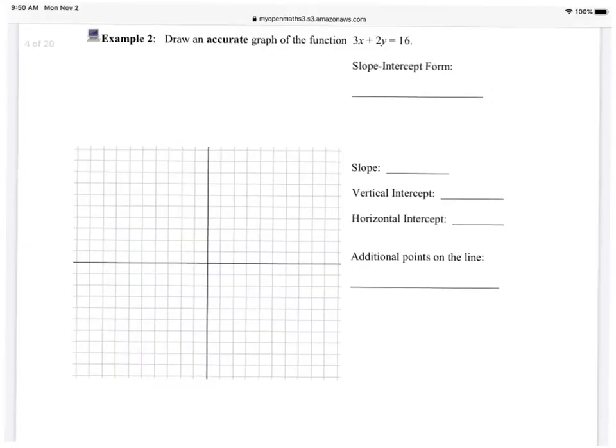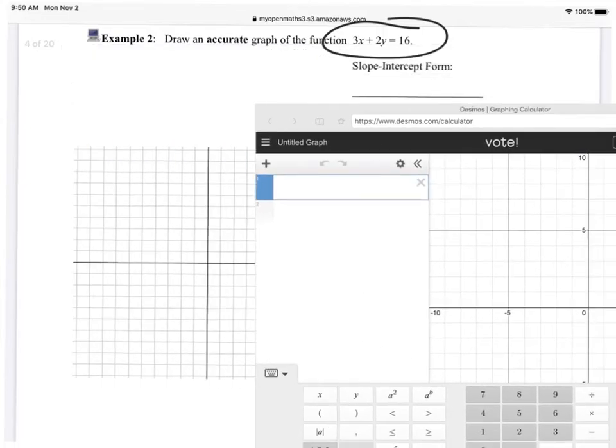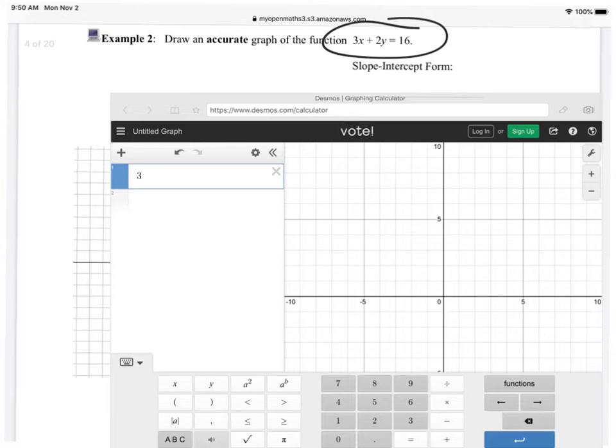Let's keep going. So now they ask us to graph a function that's given to us. If they ask you to draw an accurate graph, they also ask us to give this in slope-intercept form. I'm actually going to let us graph it first and then put it in slope-intercept form, and then we'll talk through what's an easier option for you. But if you were asked to graph something that's in standard form, the easiest thing to do is to grab Desmos because it will graph it for us. There's no reason to reinvent the wheel if a tool has been given to us to do it. So 3x plus 2y equals 16.